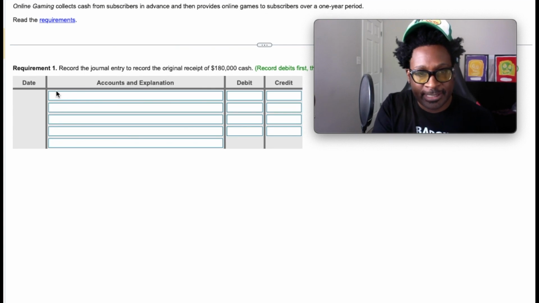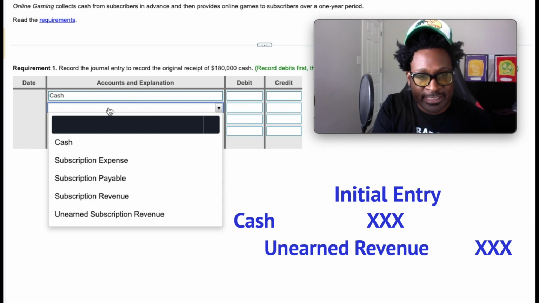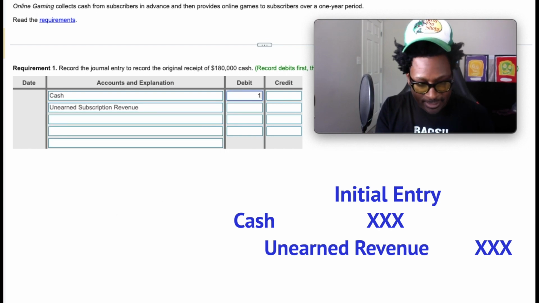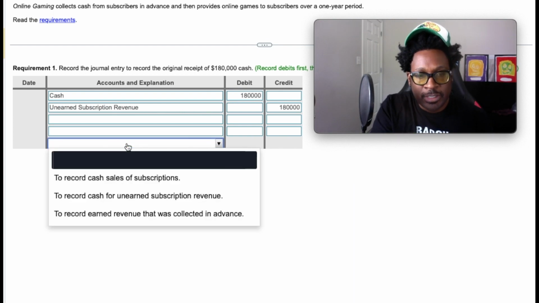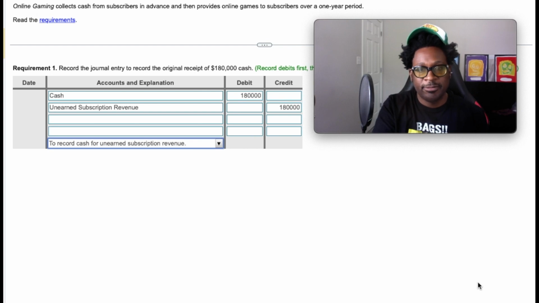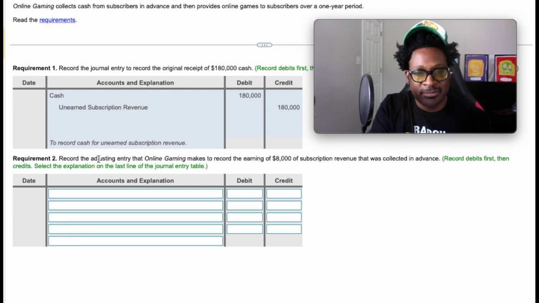So how are we going to make this initial transaction? We're going to debit cash for the $180,000 and credit a liability called unearned subscription revenue for the $180,000. So in terms of our explanation, we are simply recording cash for unearned subscription revenue. We're going to check the answer. Well done, gang.